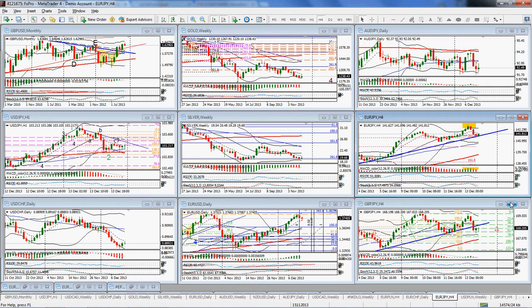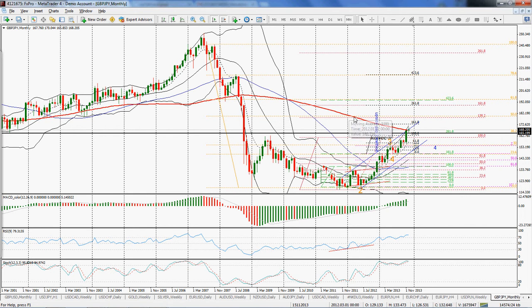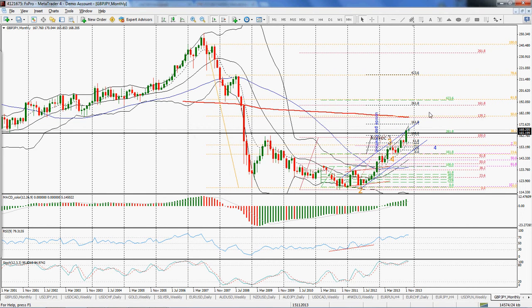Good. Then Great Britain pound, Japanese yen, monthly. Okay, this is the moving average 100. I will turn it back to 200 just in order to show you the difference. Okay, this can help. This can be a help as well.